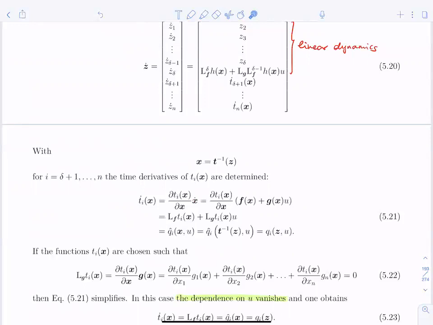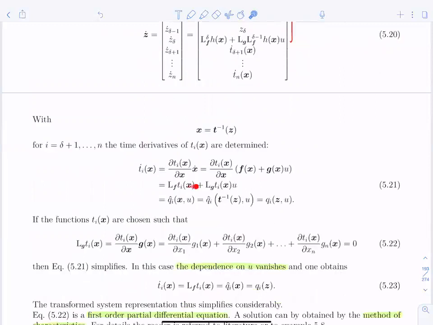So that's obviously the gradient of this transformation with respect to x times x dot. And then if we insert the right-hand side of the state differential equation, which is here, we get something like the gradient of Ti times f. And if you remember the definition of the Lie derivative, this is nothing else but the Lie derivative of Ti along f. So it's denoted by L_f Ti. And then we have something else, which is the gradient of Ti along g, which is L_g Ti.